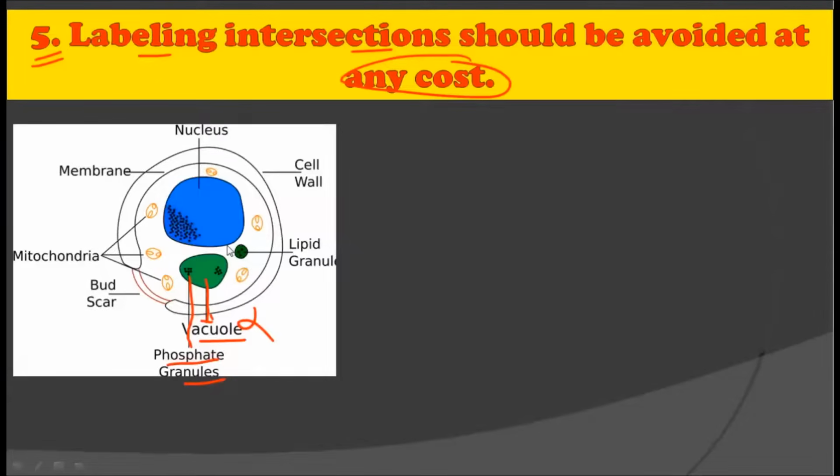And sometimes you have seen in the diagram we label like this. So this method is also a wrong method. You should always have straight lines to label the diagram. All right. And it should not intersect with another label because intersecting labeling will scientifically make you wrong. So you should always avoid labeling intersections.